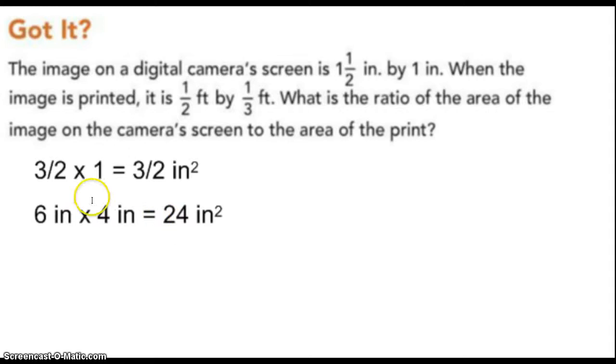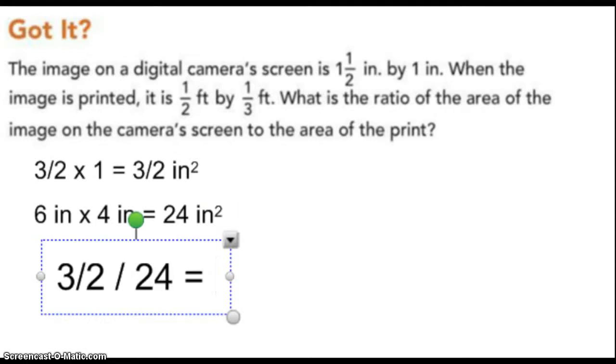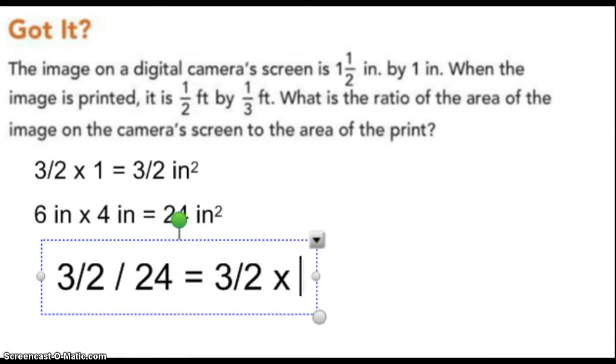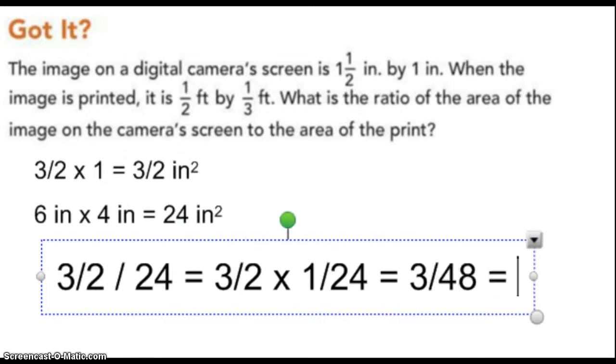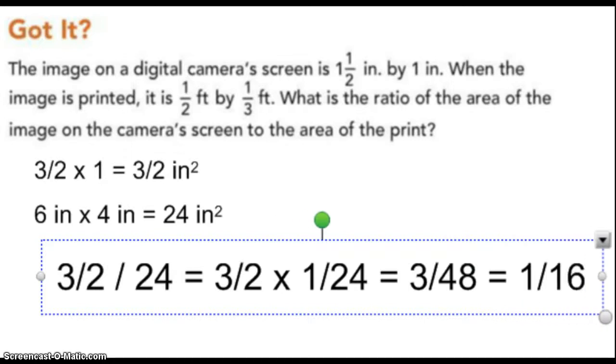So to find the area of the print, you just take 6 inches times 4 inches, and that equals 24 square inches. Now we need to make the ratio of the area of the image on the screen to the area of the print. So we'll start with the area 3/2 over 24, which again is a complex fraction. So we're going to flip the 24, and we don't really see anything under it right now, but there's a 1 there, so it becomes 1 over 24, and we're going to multiply. 3 times 1 is 3, 2 times 24 is 48. When we simplify, we get 1 over 16, which means the ratio is 1 over 16.